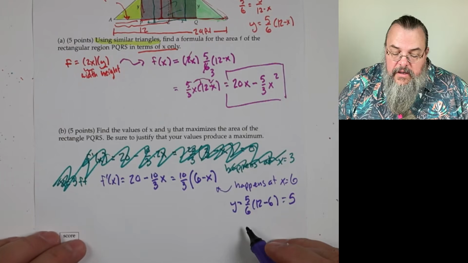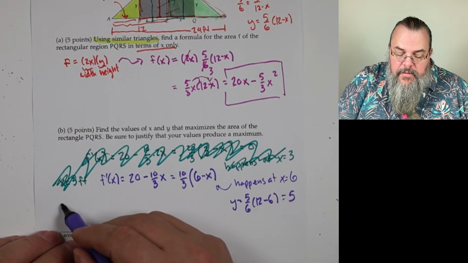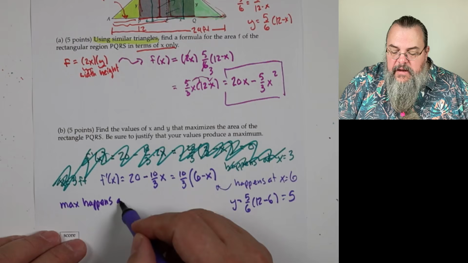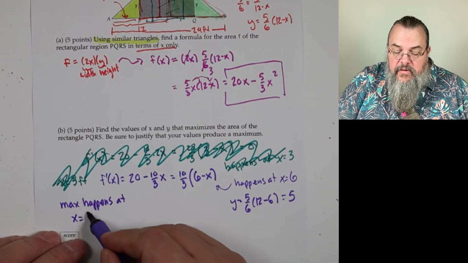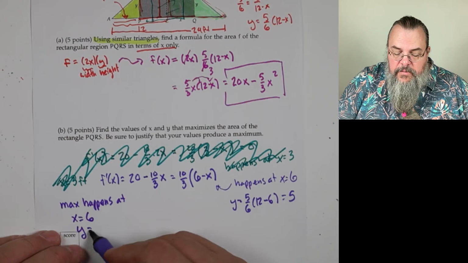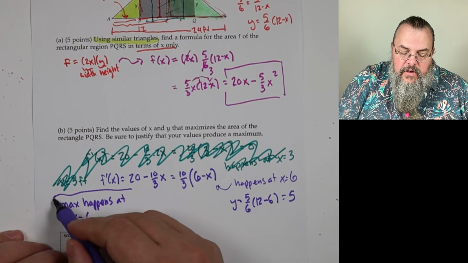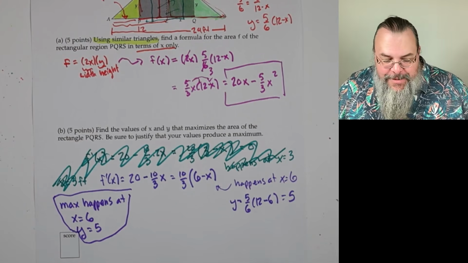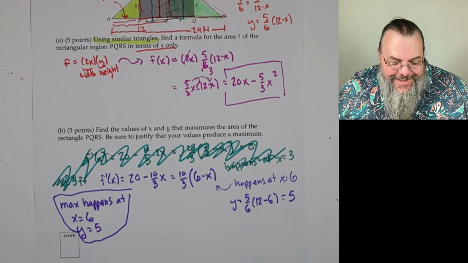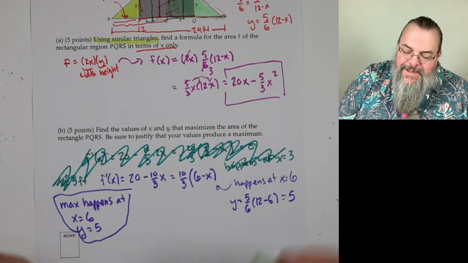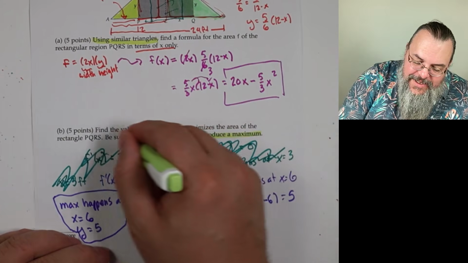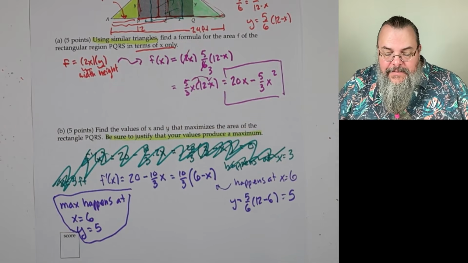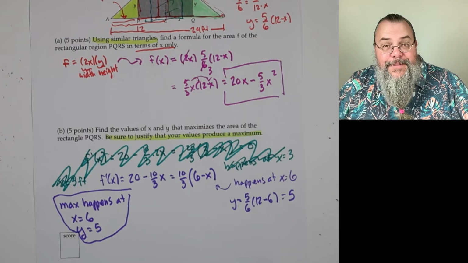So we say, okay, so the maximum happens at x equals 6 and y equals 5. Now, they didn't ask us for units, so we'll leave it there. Now, are we done with this problem? No. We are not done with this problem because there's a statement: be sure to justify that your values produce a maximum.